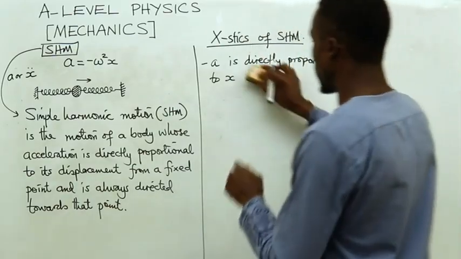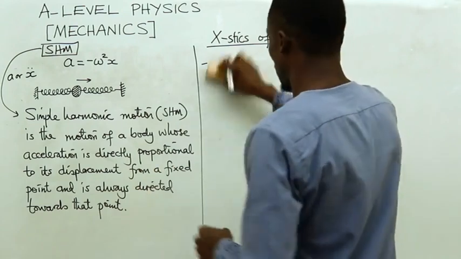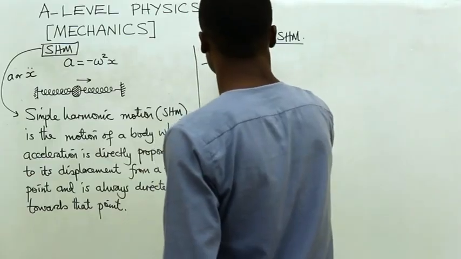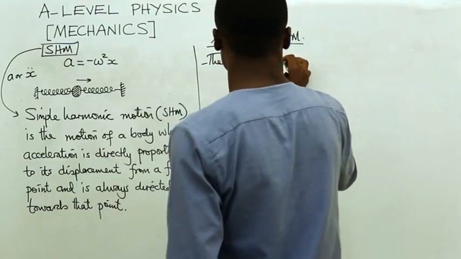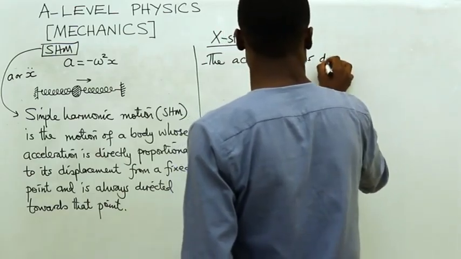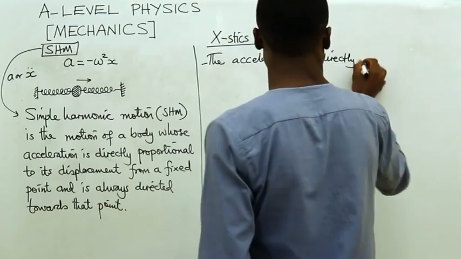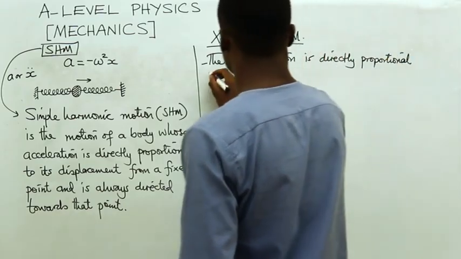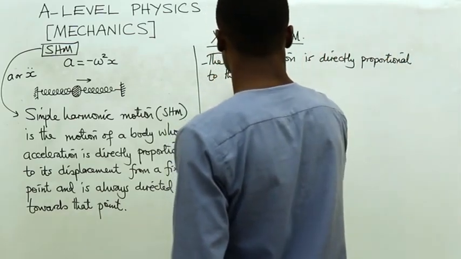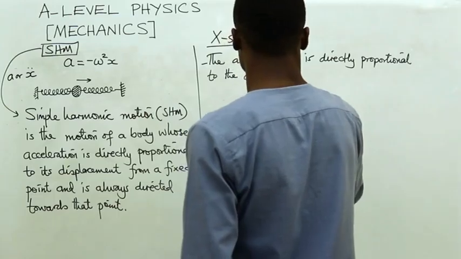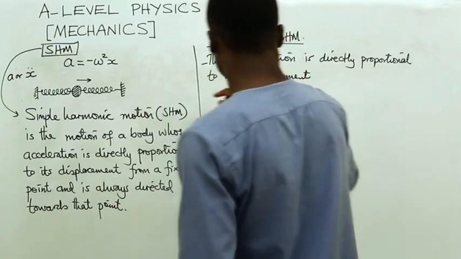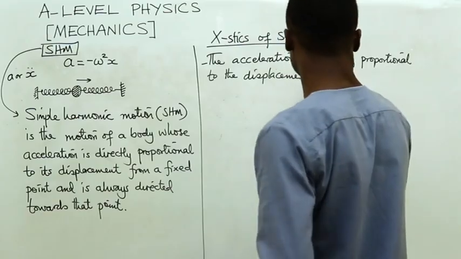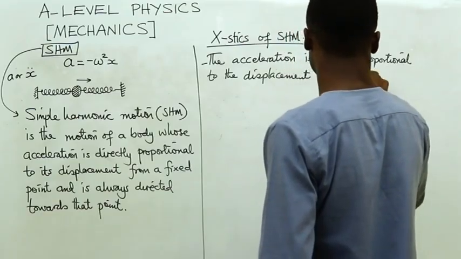Actually, to make it better, let me write it, because some people will just quote it minus telling us what it is. The acceleration for simple harmonic motion is directly proportional to the displacement. Acceleration, actually, because it keeps varying, is directly proportional to the displacement from a fixed point.